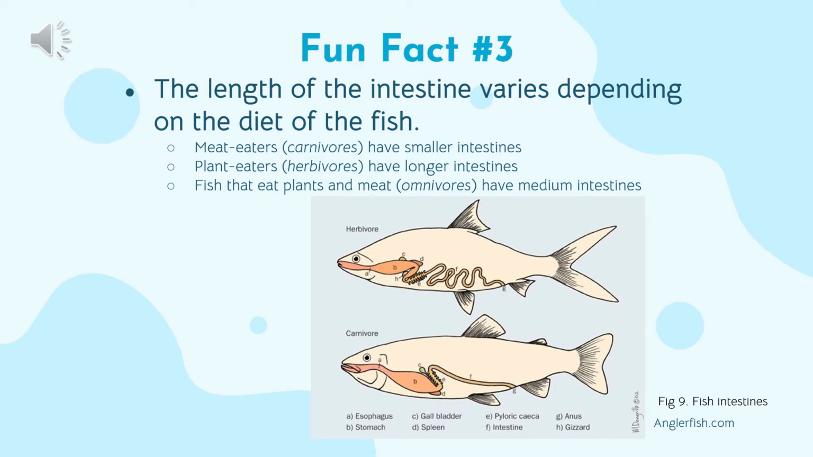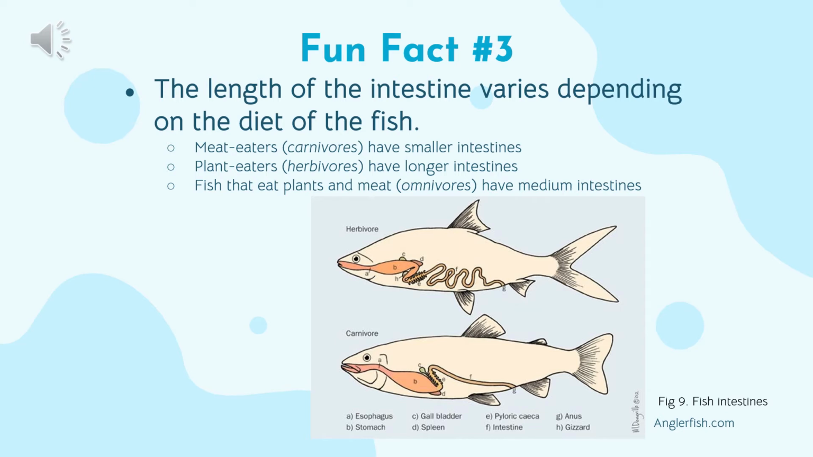Here's our third fun fact. The length of the intestines depends on what the fish eats. This is a general rule when looking at any animals, including us. Meat eaters or carnivores have shorter intestines because meat is easier to break down than plants. Plant eaters or herbivores have longer ones because plants have a lot of fiber and they have a special sugar called cellulose that requires a lot of work to break down.